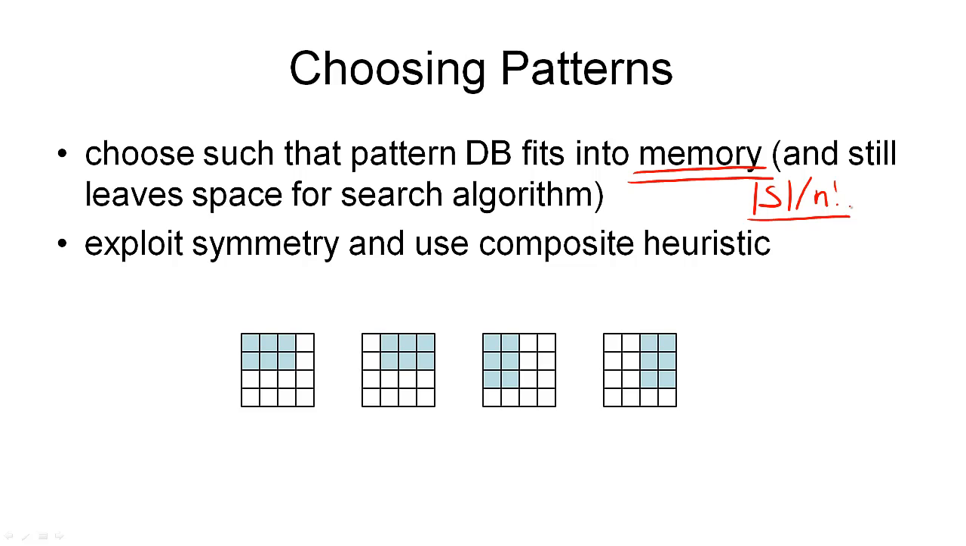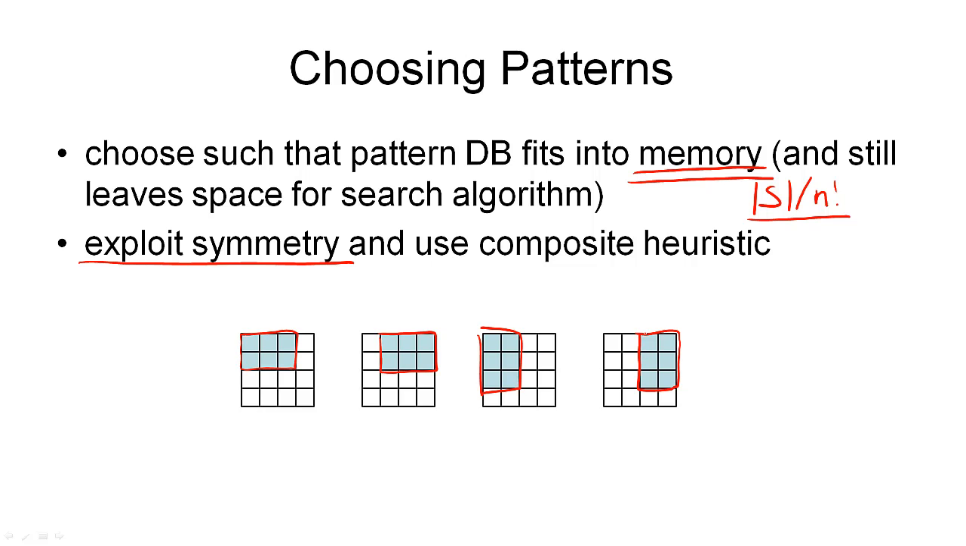And if we try to find a clever heuristic, what we want to do is exploit symmetry in the space. So if we define the pattern consisting of those tiles here, then we can also rotate the puzzle and use them here and here and here. So the same database can be used to compute different values for the heuristic. And we can simply take the maximum of all these because we must get all the tiles that match our patterns into the right positions.